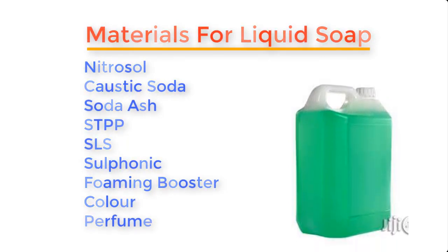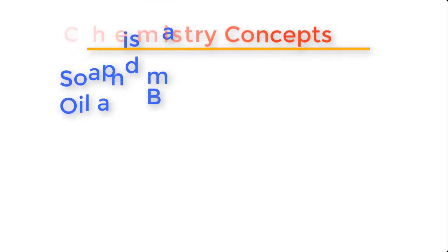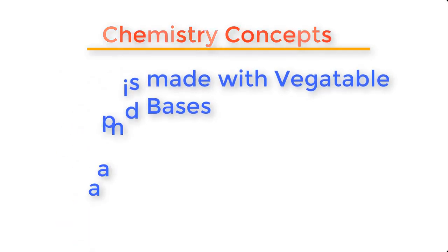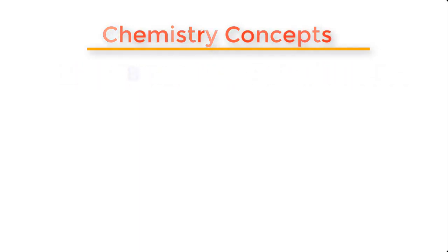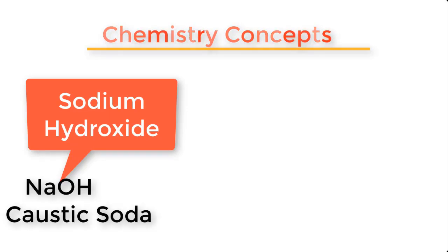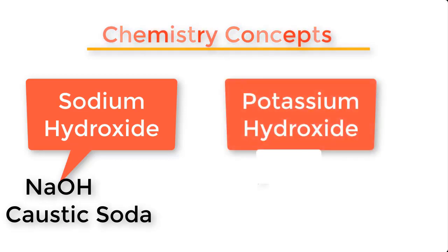But in this particular video you're watching right now, we will be producing liquid soap with just two major materials, and these are any kind of vegetable oil and caustic potash. Now, before we go into the production proper, let me explain some basic concepts about soap making using vegetable oils and bases. In chemistry, bases are substances like sodium hydroxide, with a chemical formula NaOH, which is also called caustic soda. Another base I would like to mention here is potassium hydroxide, with a chemical formula KOH, which is also called caustic potash.